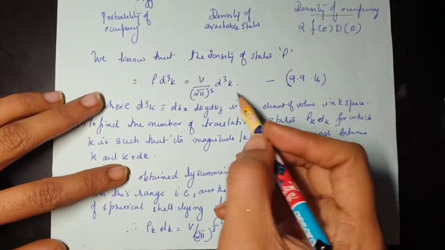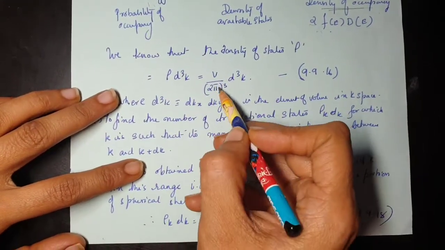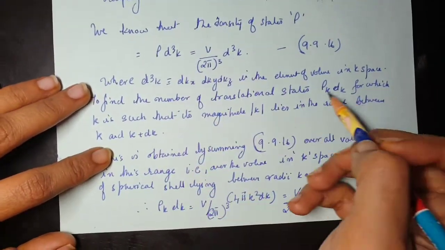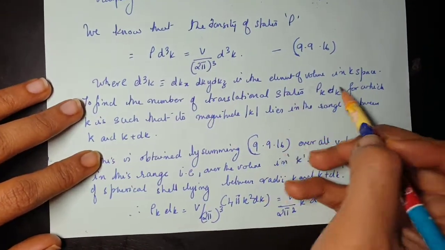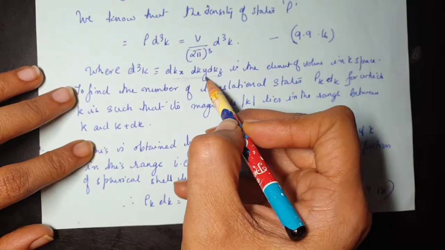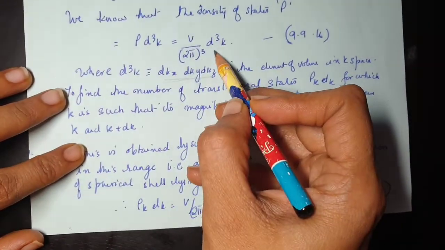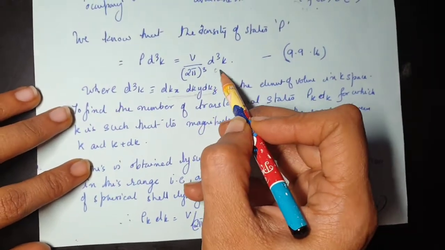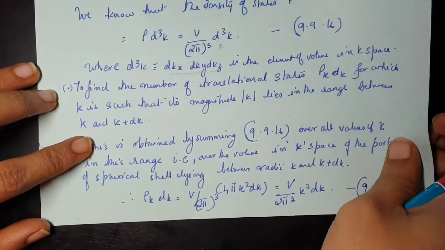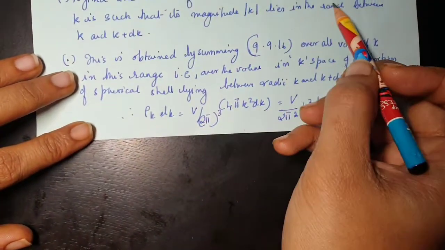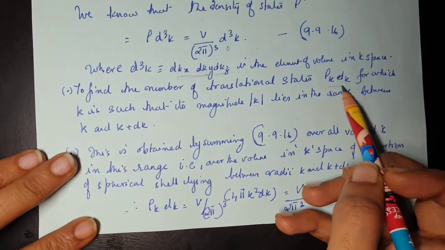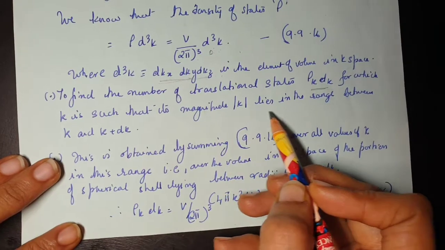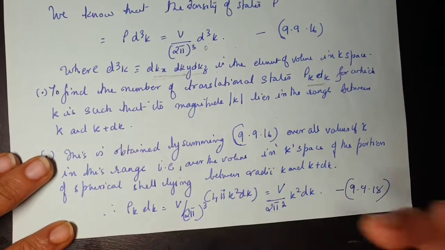Now we already know that our density of states is given by V by (2 pi)^3 times d^3k. Here d^3k represents just a volume element in k space, nothing but dkx dky dkz. Any specific volume given by these coordinates is given by this d^3k. Now if you want to find the number of translational states, rho k dk, for which the magnitude k lies in the range between k and k plus dk.